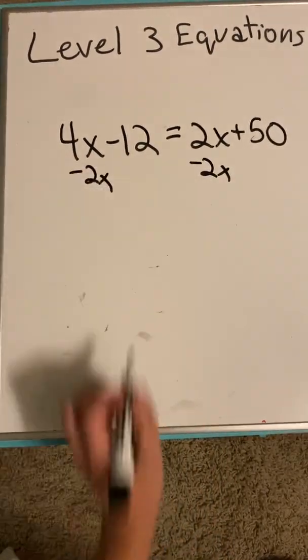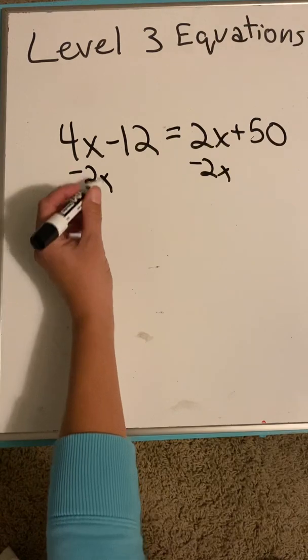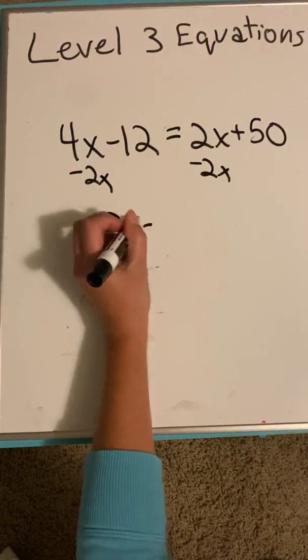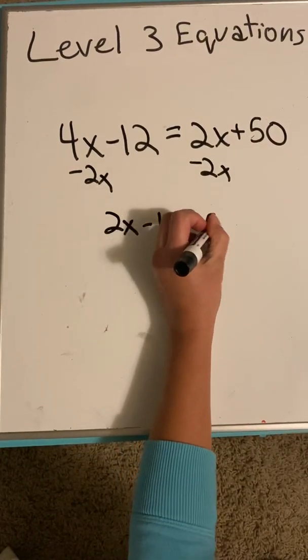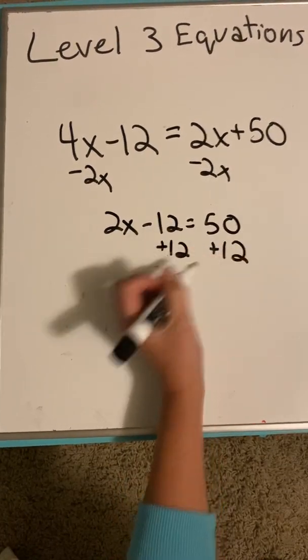And I move my variables first all the time because at some point they may just add out and that's a whole different thing, but we'll get to that in one of the future levels. So just move your variable first. 4x minus 2x is 2x. Minus 12 equals 50. We're going to add 12 to both sides.